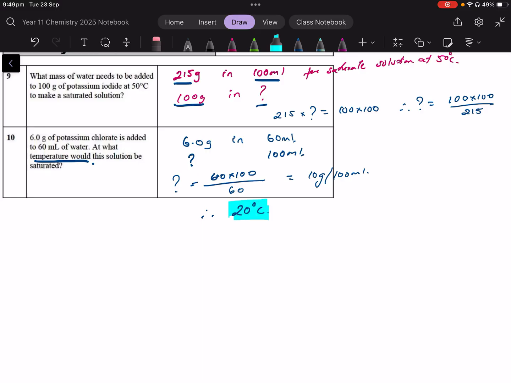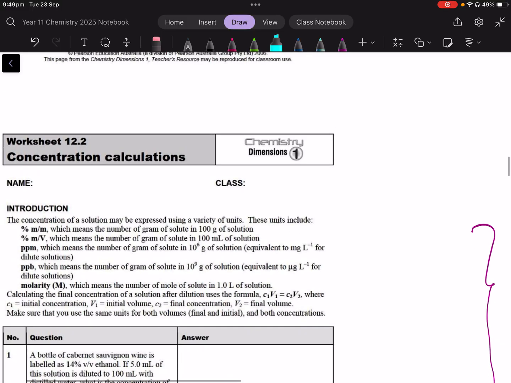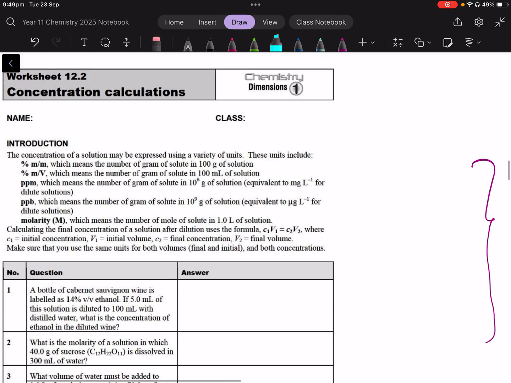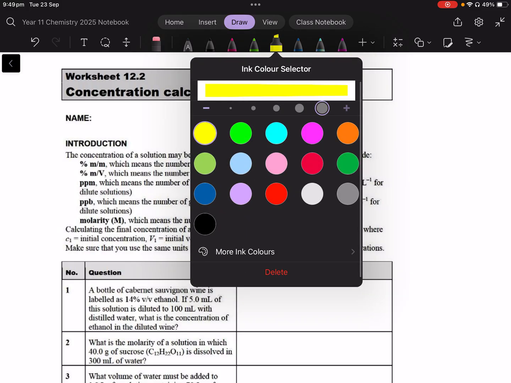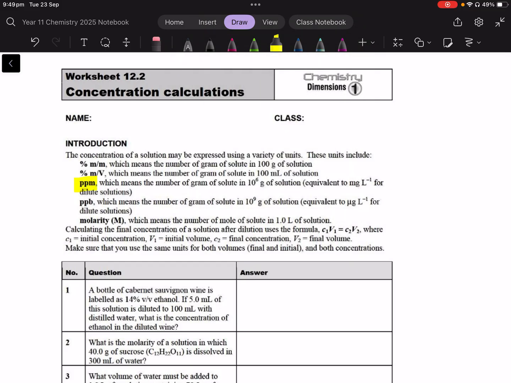All right, so that's the end of the solubility worksheet. What I want you to do is really get onto chapter 13, where you are looking at units of solute in solvent, which could be parts per million, which is milligrams of a solute in 1 liter, or parts per billion, which is micrograms per liter.